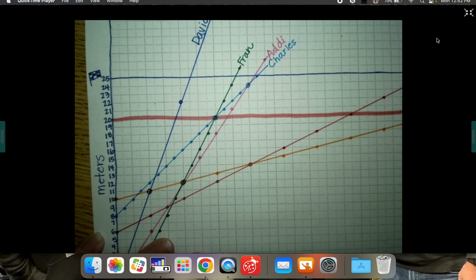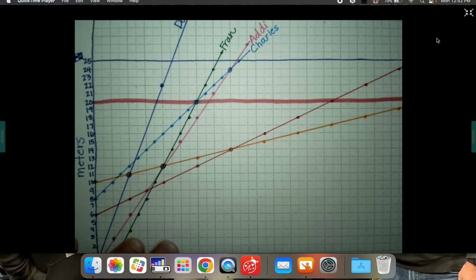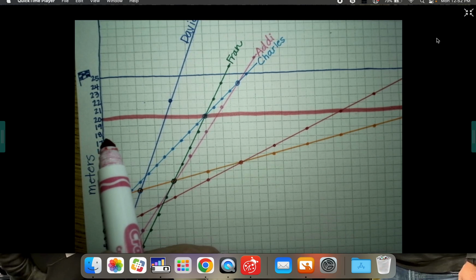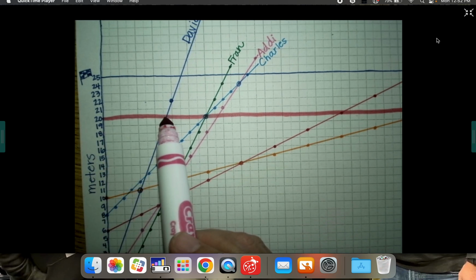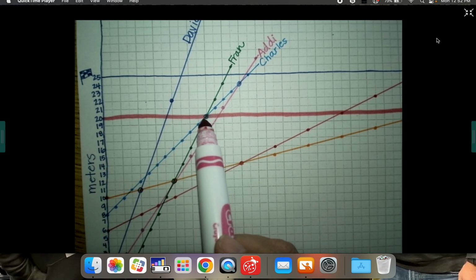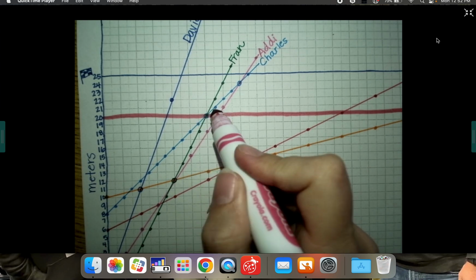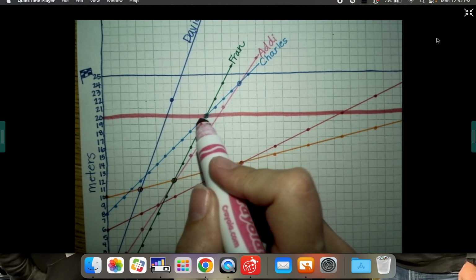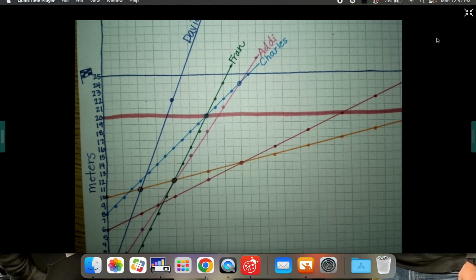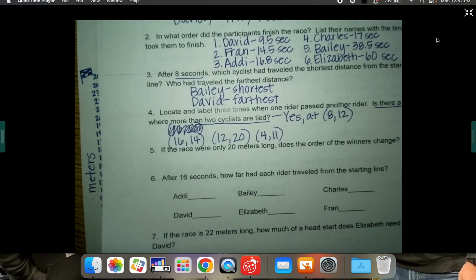okay, at 20 meters, instead of going 22, let's say it stopped there. Sorry, my line's not very straight. Does the order of the winners change? Well, let's see. David would still come in first. Who comes in second, though? It's right on that dot. So actually, it would change. David would still come in first, but these two would tie. So let's write yes, the order would change.